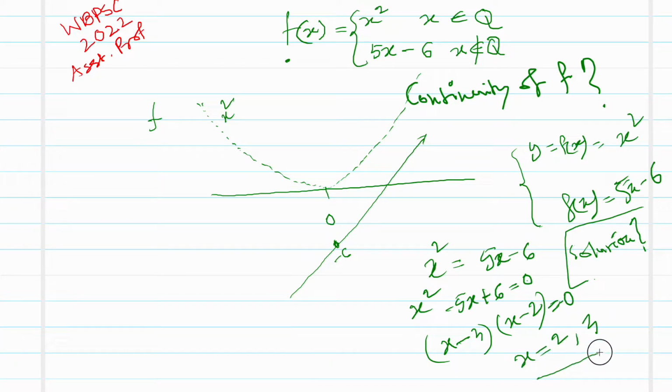Solution means at x equal to 2 and x equal to 3, this line y equal to 5x minus 6 will actually cut this graph y equal to x square, because at those points the y values are same. The y values same means x square equal to 5x minus 6.